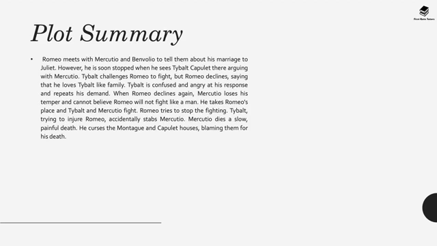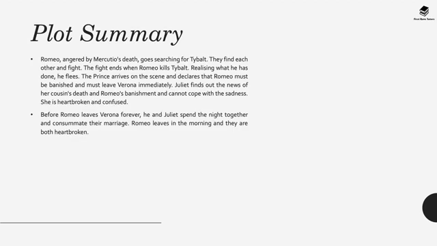He takes Romeo's place and Tybalt and Mercutio fight. Romeo tries to stop the fighting, however, Tybalt, trying to injure Romeo, accidentally stabs Mercutio. Mercutio then dies a slow, painful death. He curses the Montague and Capulet houses, blaming them for his death. Romeo is angered by this death of his friend Mercutio, so he goes searching for Tybalt. They find each other, fight, and Romeo ends up killing Tybalt. Realizing what he has done, he flees.